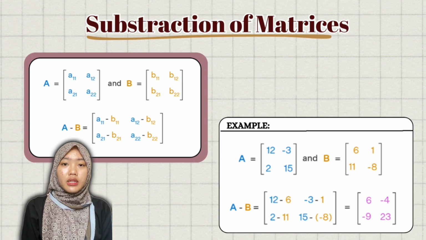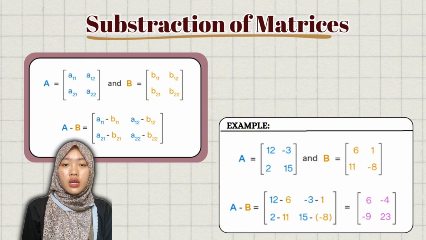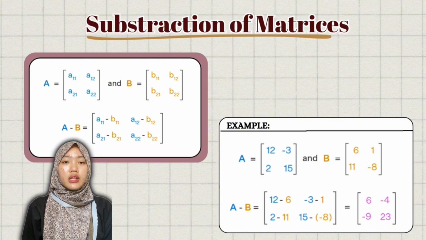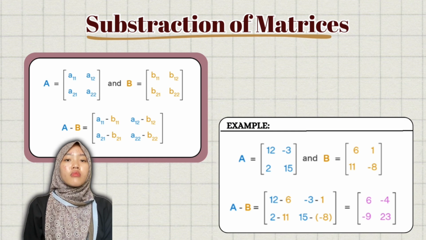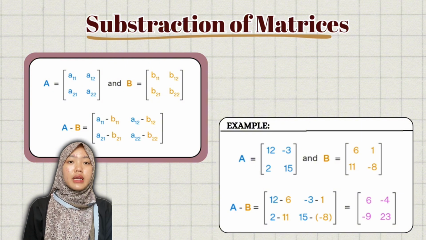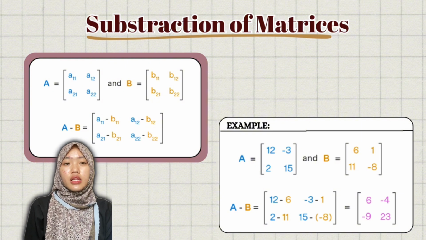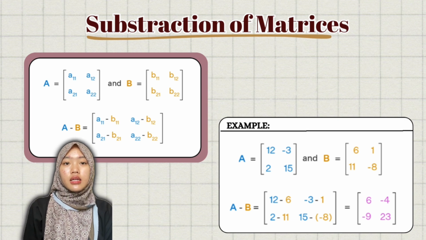For the first element in the first row and first column, 12 minus 6, we will get 6. For the element in the first row and second column, negative 3 minus 1 is equal to negative 4. For the element in the second row and first column, 2 minus 11 will be equal to negative 9. And last but not least, for the element in the second row and second column, 15 minus negative 8, we will get 23.